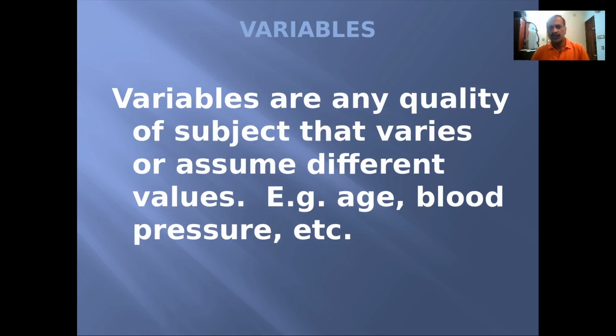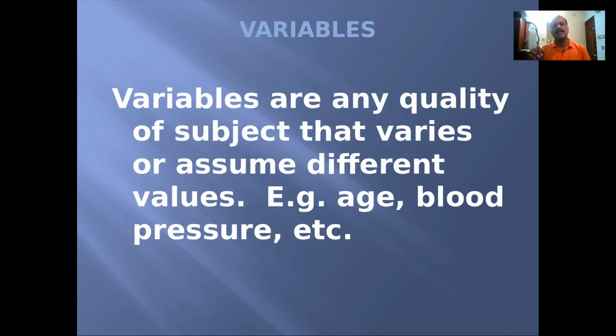Now we are going to an entirely different topic called variable. A variable is a term that we commonly use in research. So what is a variable? Variables are any quality of a subject that varies or assumes different values. So that is the exact meaning of variable.